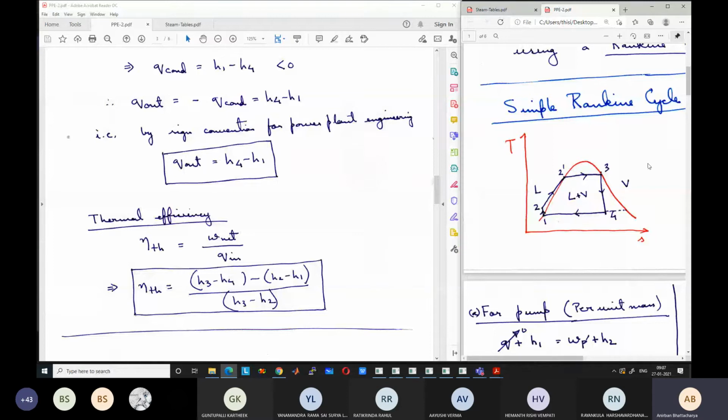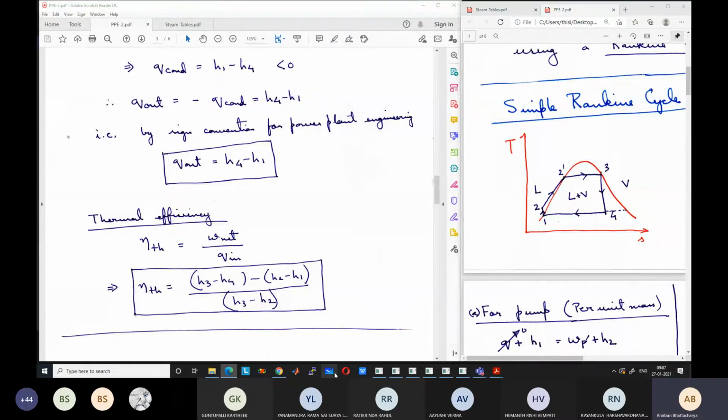Nowadays they are also using computerized form. So there are software where you give the data and it gives you the output. But traditionally and even nowadays also steam tables are used, and we should learn how to use steam tables. Very important for engineering applications.